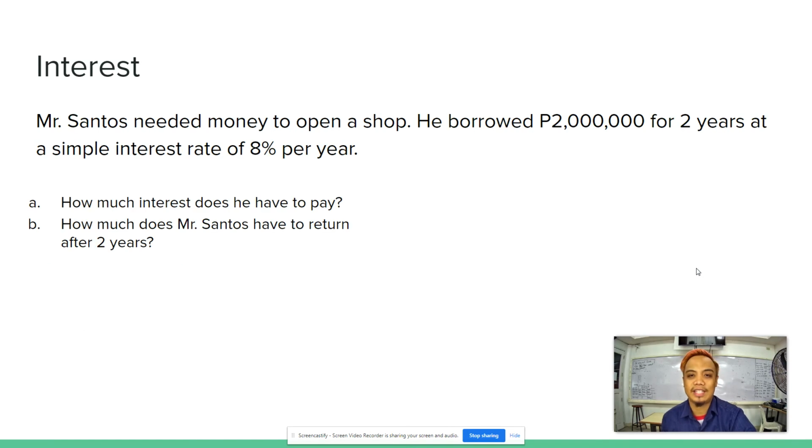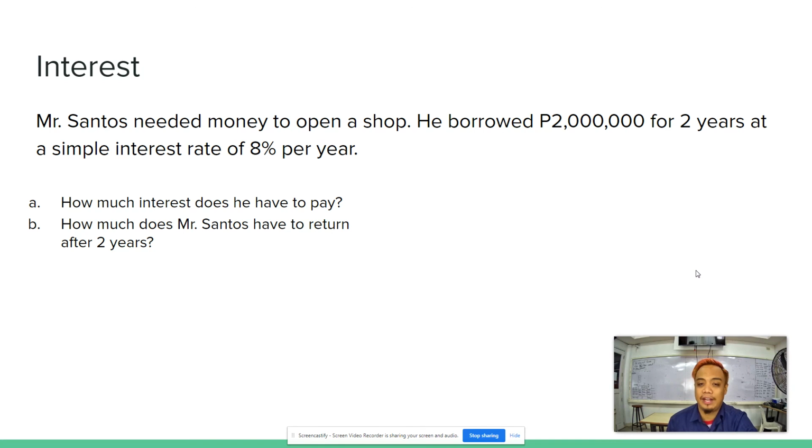Let's take a look at this second example. Mr. Santos needed the money to open a shop. He borrowed 2 million pesos for 2 years at a simple interest rate of 8% per year. Question letter A is, how much interest does he have to pay? And question letter B is, how much does Mr. Santos have to return after 2 years in total?